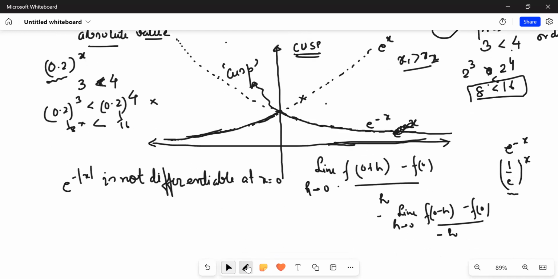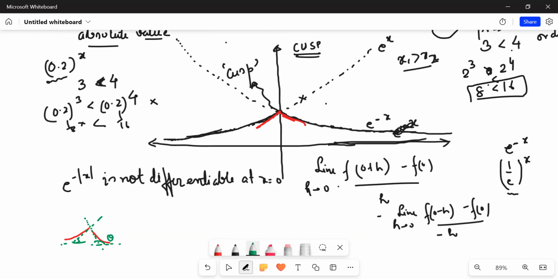Otherwise, also you can see, if you just see the derivative here on the left hand side, if I want to make a slope, so slope would be this way. If I want to make the slope on x greater than 0, this would be the slope. So clearly here the slope is negative, here the slope is positive. Just make a tangent here. You can clearly see the tangent on the left hand side is making an acute angle, and tangent on the right hand side is making an obtuse angle.